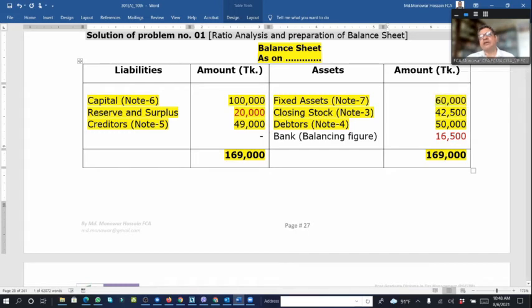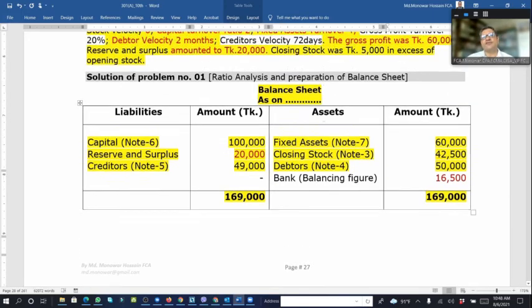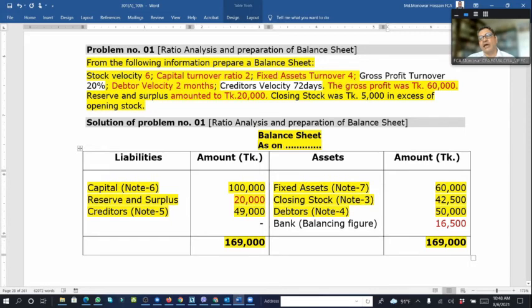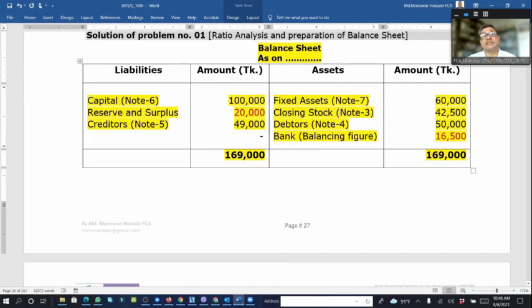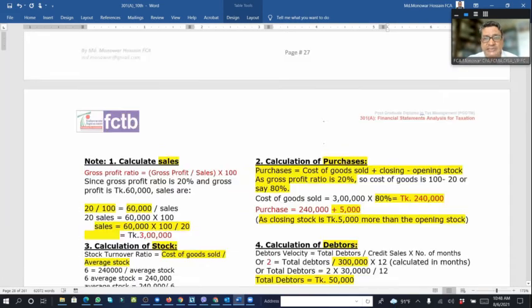So what is happening? Total liability is 1,69,000, but here 3 items we get from that balance, but one item is not mentioned, the bank and other, so that item we have to calculate as the difference between the asset and liability. So the balancing amount we put here as bank balance, or you can say cash also. So this way we can calculate that type of balance sheet. So this is one balance sheet calculation through ratio analysis.